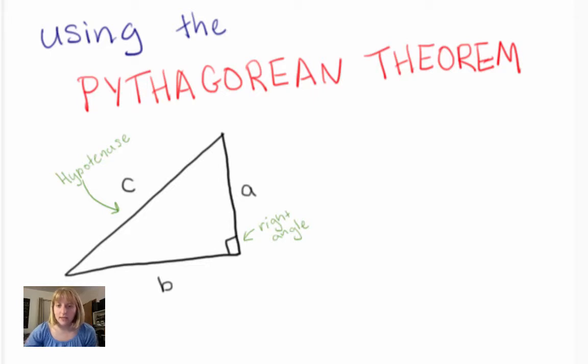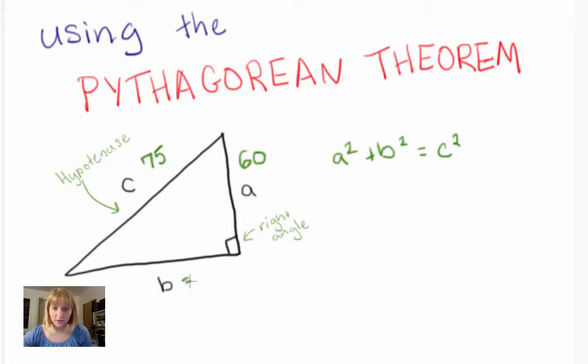The theorem goes like this: a squared plus b squared equals c squared. We can use this theorem for all right triangles, like I said, to find the third side if you know two of the sides. So for this triangle, let's say that the hypotenuse is 75 meters or something like that, and side A is 60. The question is, what is B equal to?